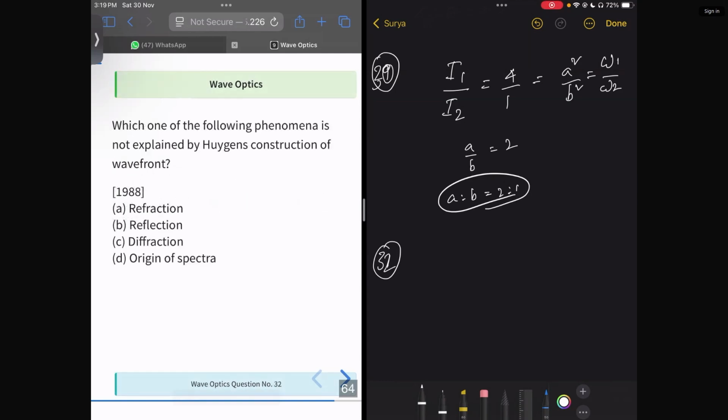32nd question. Which of the following phenomena is not explained by Huygens construction of wavefront? The options are refraction, reflection, diffraction, or origin of spectra. So he explained the first three: reflection, refraction, and diffraction. But the origin of spectrum he does not explain. The Huygens construction of wavefront does not imply the origin of spectrum, which is explained by the quantum theory. So Huygens construction can explain all these three, but the origin of spectrum is actually explained by the quantum theory only.